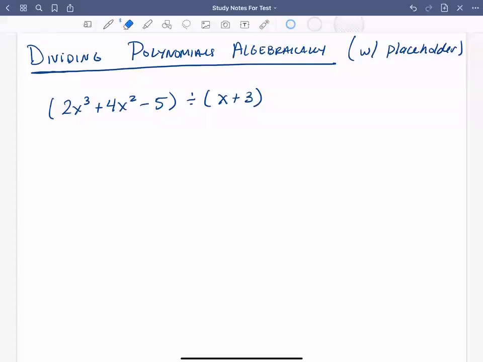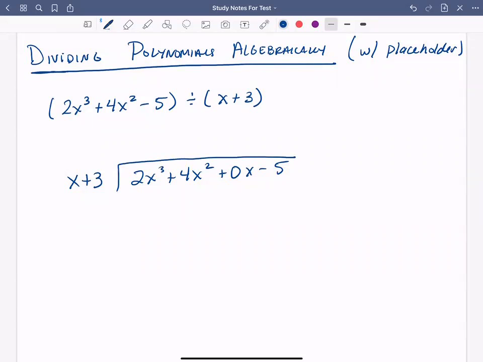So first off, we write our divisor, which is x plus 3. And then when we write our dividend, it's 2x cubed plus 4x squared. And then whatever term was missing, we say plus 0 times that term. So just the x was missing, so we're going to say plus 0x minus 5.